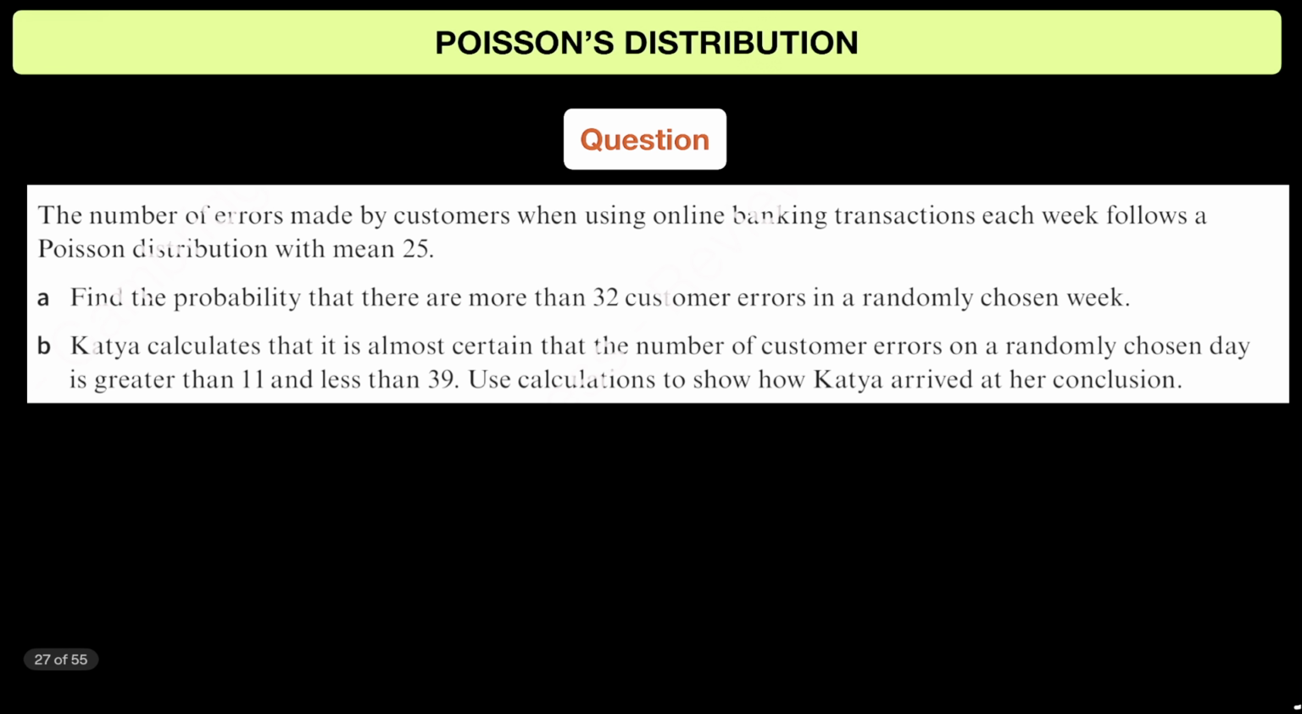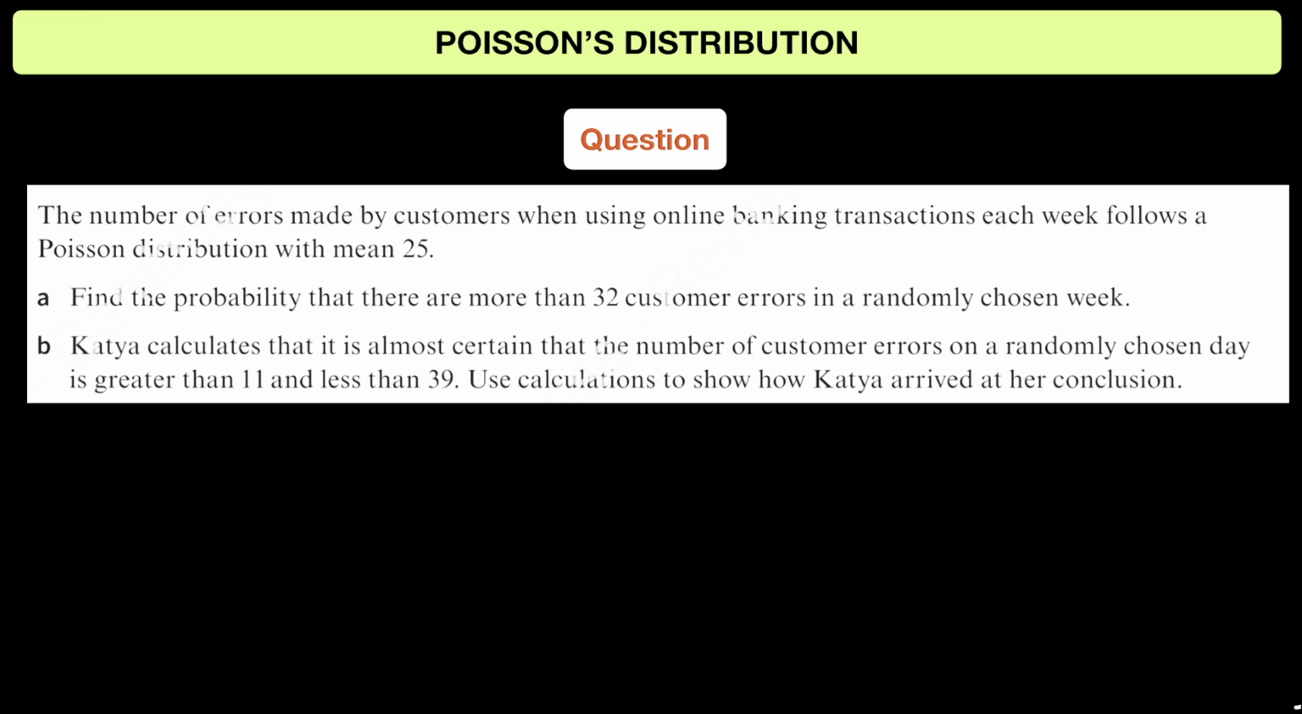Yes, so we have reached the next question of this topic, where the number of errors made by customers using online banking transactions each week follows a Poisson distribution with mean 25. So the question has itself disclosed that the distribution is following a Poisson distribution with mean 25.